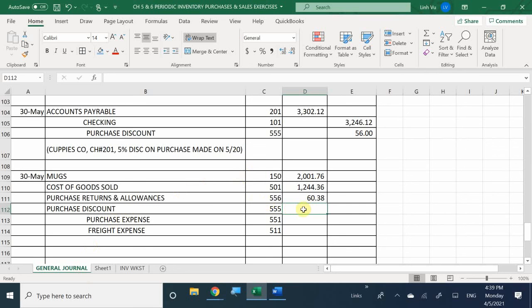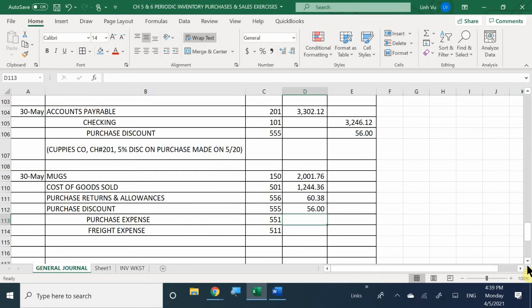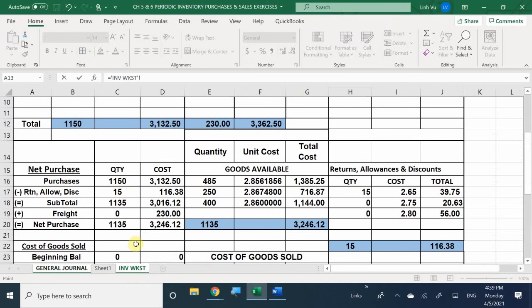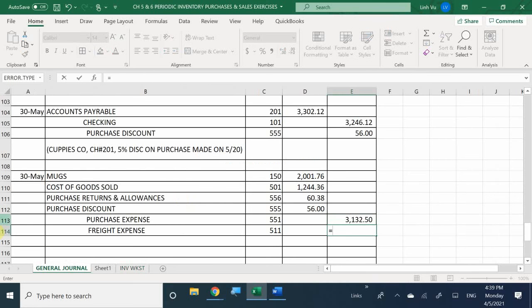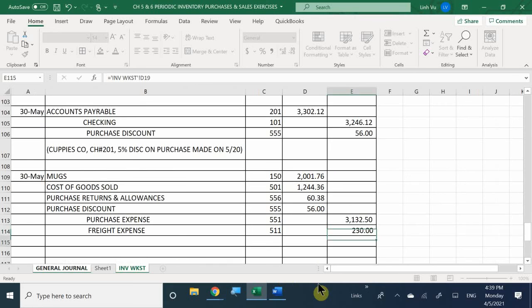And then my discount was again for the 56. So we recognize that, right? The discount was $56. Okay. Two separate accounts. One for returns and allowances and one for the discounts. Right? What was my total purchases? My total original purchases. That would be the 3132.50. Correct. And then lastly, what was my total freight? Would be the 230. Good.